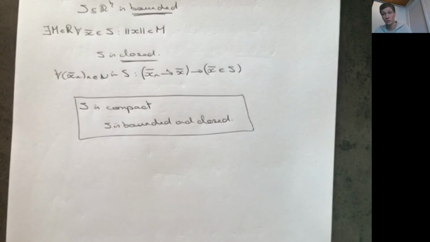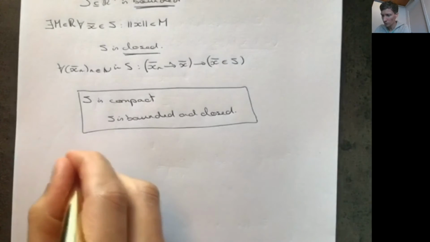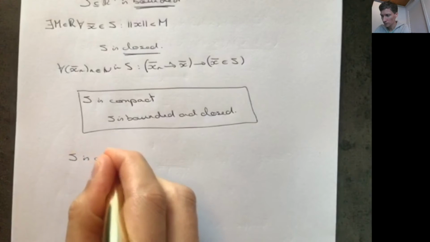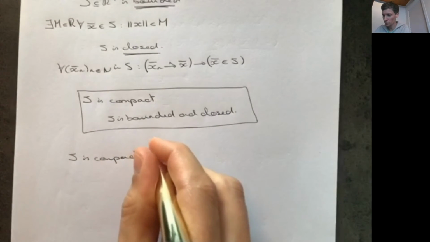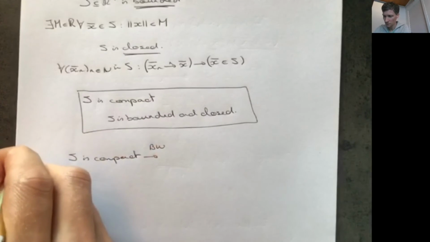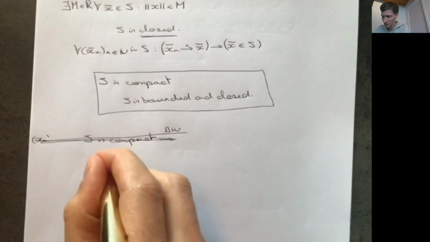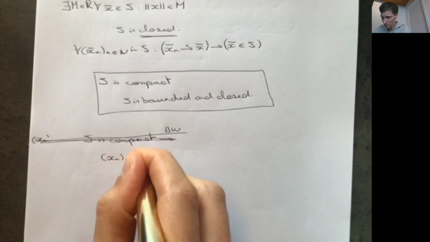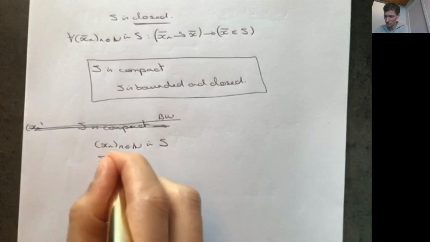So what's nice about compact sets? Well, that's the following. If S is compact, then we know that we can use the Bolzano-Weierstrass theorem. So let me start over. Let's take a sequence xn in some set S, and let's assume that S is compact.